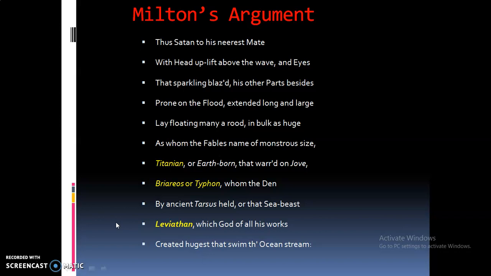Milton does not attempt to give any definite idea of his size or measurement. He only creates an impression of Satan's huge size through a series of apt similes. And if you see in this following passage, for example, Satan is described, see here I have highlighted those words, as lying stretched out, huge in length, floating many a rood, equal in size to the earthborn enemies of Jove, or the sea monster which the mariner mistakes for an island. So this is the reference here.